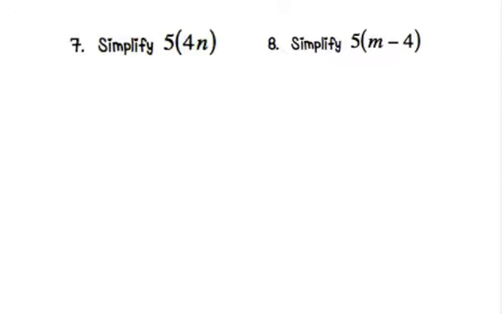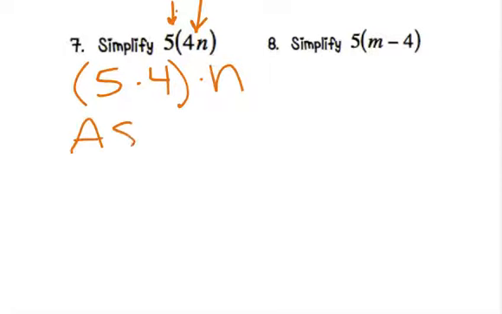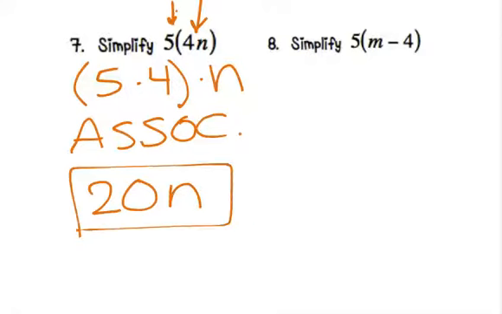Okay, number 7. We can't do 4 times n because we don't know what n is. So we're going to reorder and we're going to put 5 times 4 in a parenthesis and then just have the times n out here. Because there is a multiplication sign right in here and there's a multiplication sign right in there. That is 5 times 4 times n is basically what that is. Okay, we're going to group the 5 and 4 together. By doing that, we move the parenthesis. So therefore, that is the associative property. 5 times 4 would then be 20n. So that would be the simplified expression.